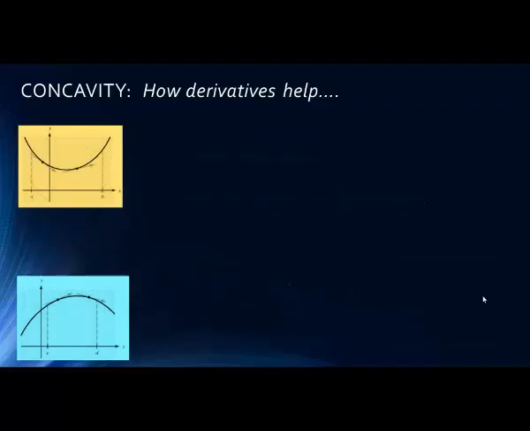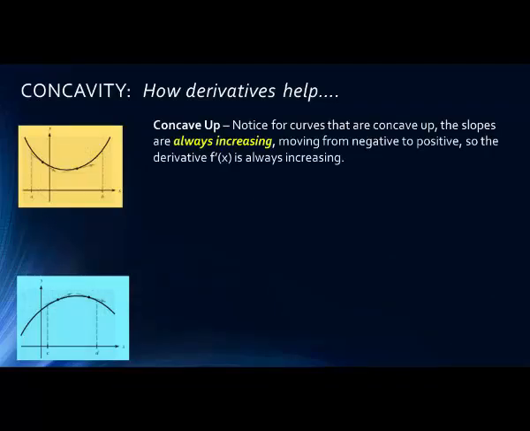So how do derivatives help? So notice for concave up, the slopes are always increasing. Well, that doesn't seem right? It seems like we're going down. But remember, we're talking about the slope. So what's happening here is that on the left side of the graph, the slope is steeper and it is negative, right? And as it starts to bottom out here, it starts to flatten out. Remember, the steeper the slope, when it's negative, the more negative it will be. Or the steeper the slope is positive, the more positive it will be.